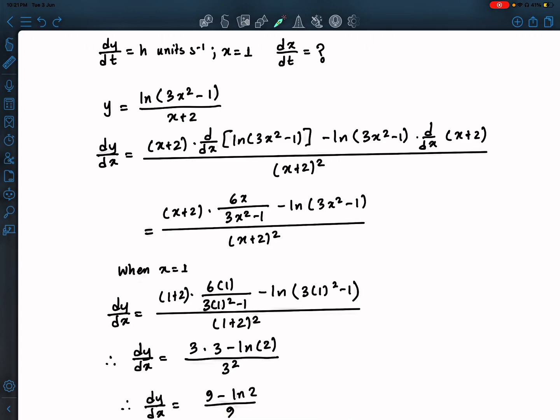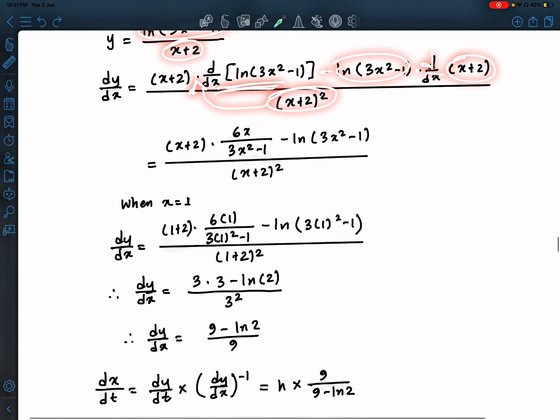What the quotient rule says is that we raise the denominator to the second power, then bring it to the bottom, and then multiply it with the differentiation of the top part minus the top part times the differentiation of the bottom part.